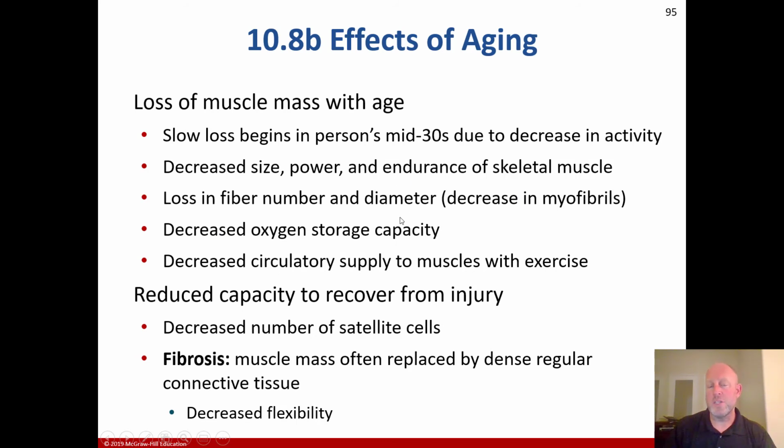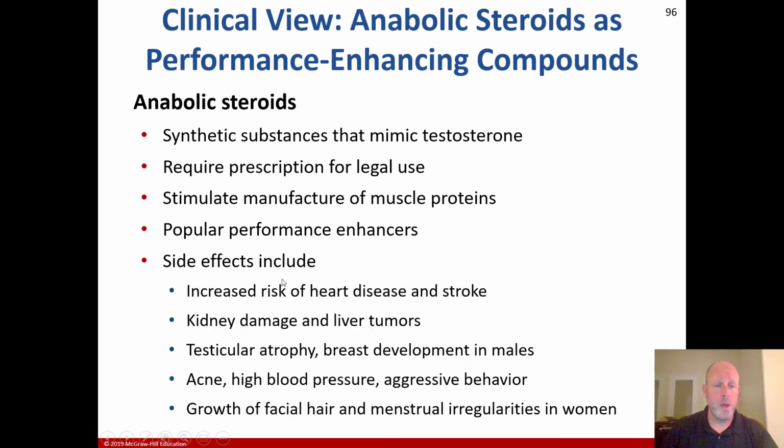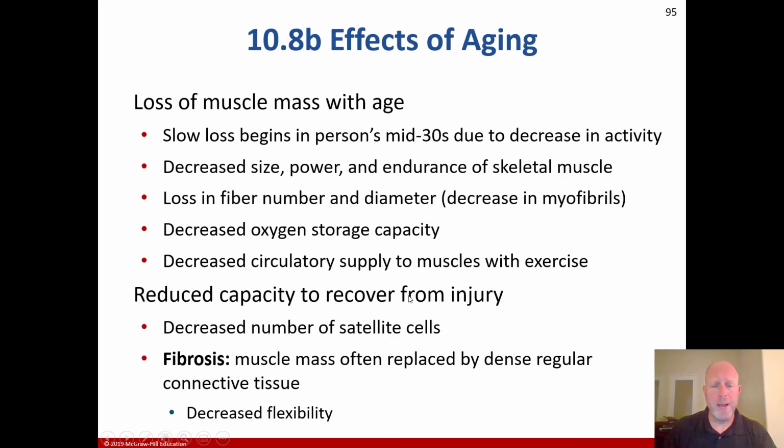In the best case scenario, someone by their mid to late 30s probably could be within a few percentage points of their maximal capacity they had in their teens and early 20s. That's someone at a super high level. A lot of people are going to lose a lot more than a few percentage points from the max capacity. Reduced capacity to recover from injury as well. Decreased number of satellite cells. That's the big reason why, particularly.